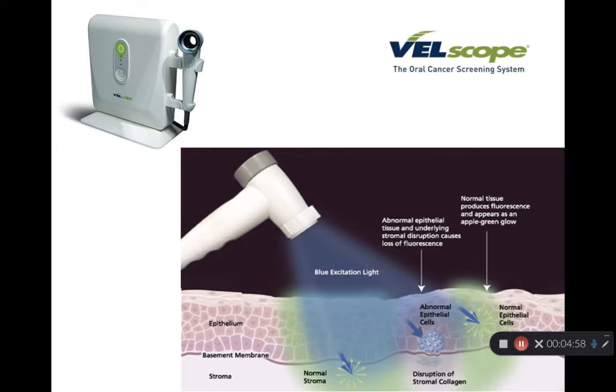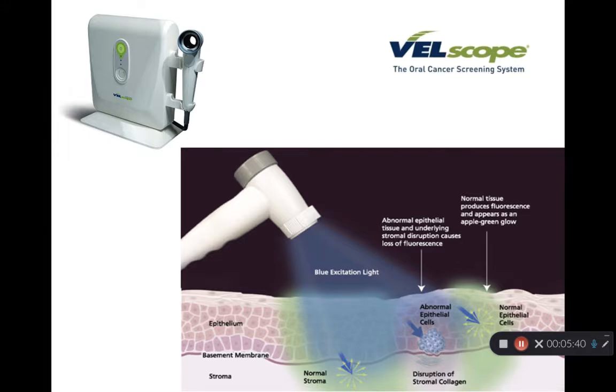Other mechanisms work slightly differently. And this device, which is known as Velscope, works on the principle of the autofluorescence of oral mucosa. If you shine a blue excitation light on oral mucosa and it's normal, it will emit a kind of apple green autofluorescence. And so you can then address the areas which are relatively normal. But where there is an abnormality, for example, in dysplasia, you lose that autofluorescence. And so it can be used to target areas which are more abnormal, which may not be absolutely obvious to the naked eye.